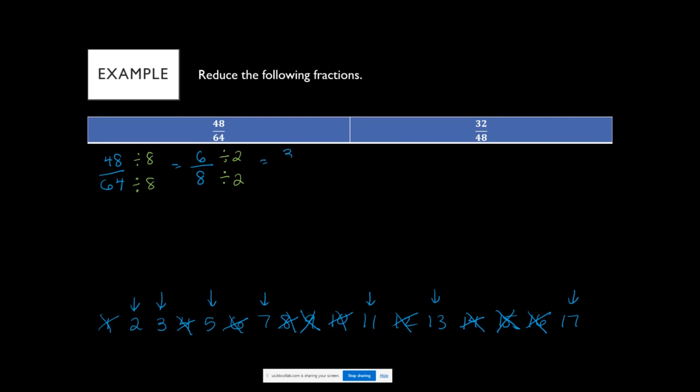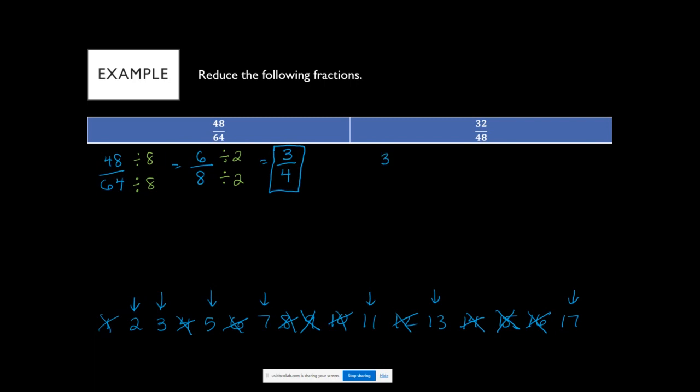So 6 divided by 2 is 3. 8 divided by 2 is 4. And then 3 and 4 don't have any numbers in common. We can make 4 get smaller, but not by the same number that we can go into 3. 3 is prime. So once basically one of the numbers is prime, you're generally at your simplified form. So that's reducing 48 over 64, and that is the same thing as 3 over 4.